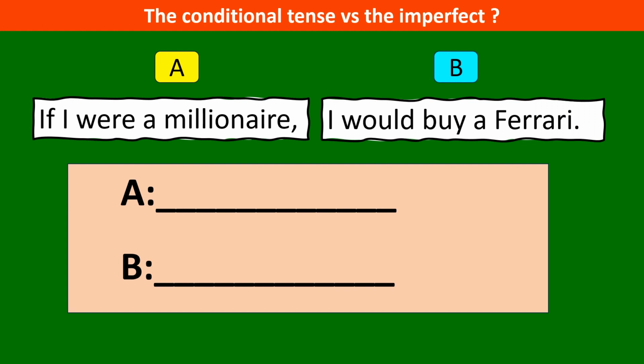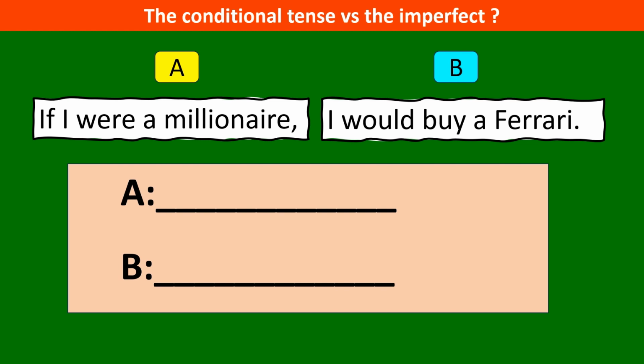Let's explore these two tenses together. We have a sentence broken down into two clauses. A clause is a short sentence, usually a phrase with a verb in it. So that's what we call a clause. So we've got A and B.